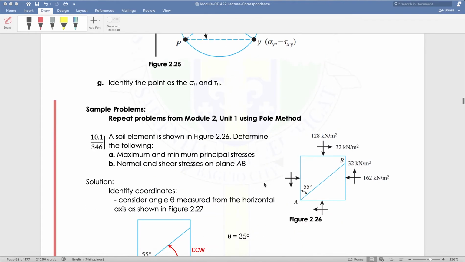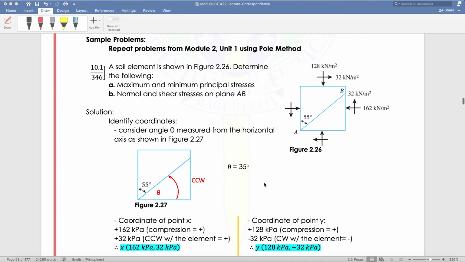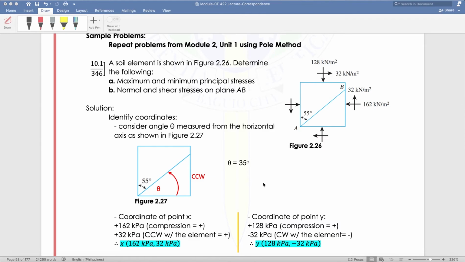Actually, this example is the same as the example we had for the formula method and for the Mohr's circle method. So let us identify our points here. This is point Y and this is point X. The coordinates: this is sigma Y, so that is positive 128. This is tau xy. This is negative because it is rotating clockwise. Now for x, we have positive 162 because it is in compression, and positive 32 because it is rotating clockwise. That is for tau xy.